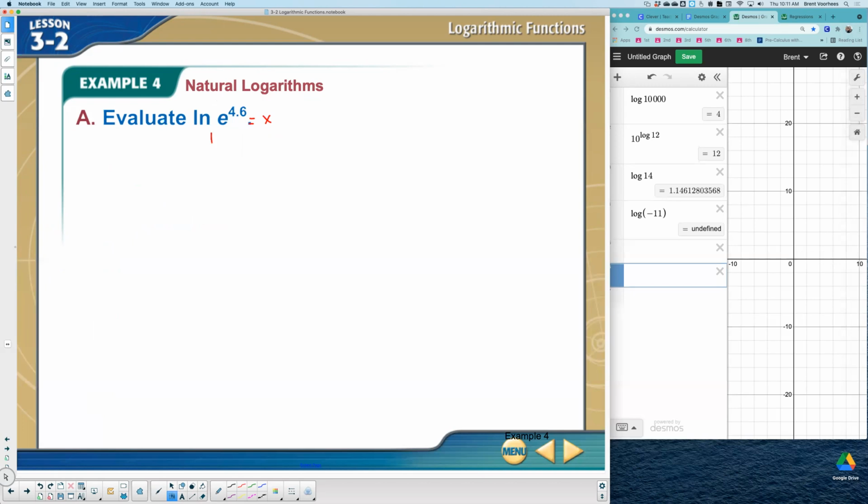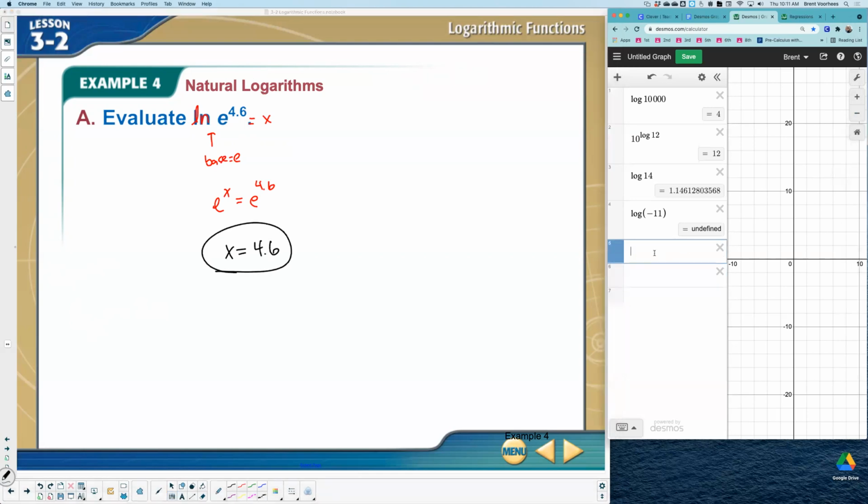What's my base if it doesn't show one? Oh, 10. Nope, that's log. If it doesn't show one, it just says log, it's base 10. But when it says ln, I'm going to make this look like an L more than an I. If it says ln, the hidden base is e. So it's e to the power of x equals e to the 4.6. What's my solution going to be? 4.6. You got it. Try that over here. ln e to the 4.6. Calculator agrees.